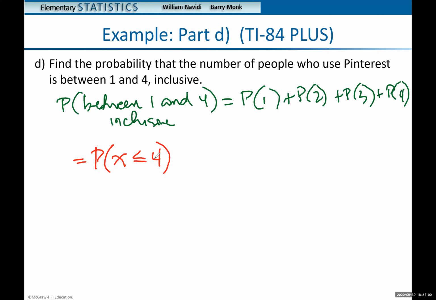X can be 0, X can be 1, X can be 2, X can be 3, and 4. Yeah, that's correct. So this is from 0 to 4, right? Do you agree? But we want from 1 to 4. So if you get this, you just have to subtract 0.